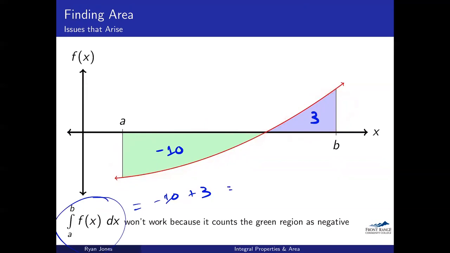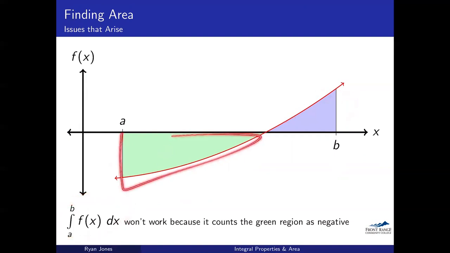And this would give us an area of negative 7, but clearly that doesn't work, because if we just want to find out how much space is being occupied here, it's not going to be negative. So doing this integral doesn't quite work out here, just taking the integral of f of x, because it's going to count this as negative. And when we're just looking at the space that is being occupied, we don't want to count any space as negative.